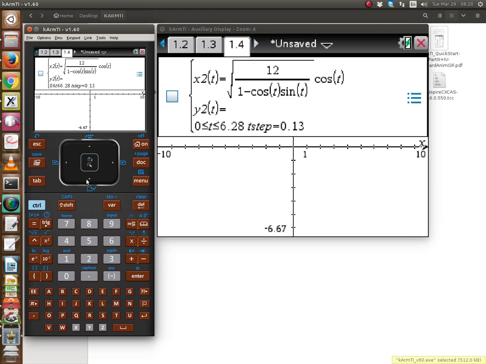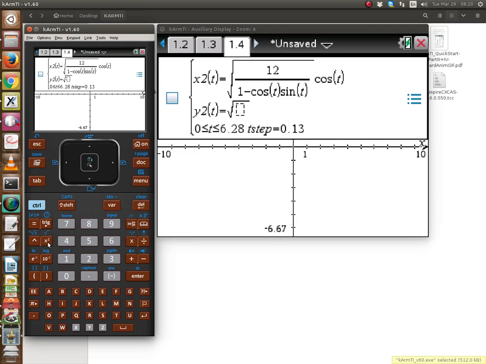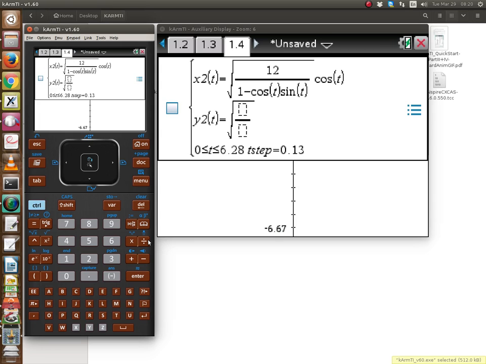Now, let's do that. Can I do copy and paste? I don't think so, yeah, I can. I forgot how to do that. Oh, I'm just going to type it. So anyway, I'll figure it out. So control square root, control divide, 12 over 1 minus cosine.